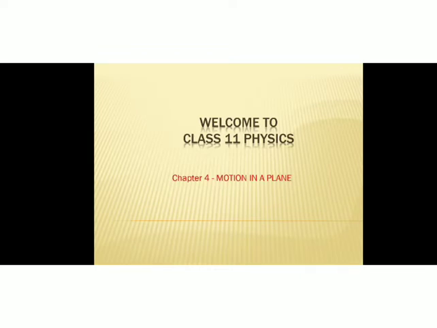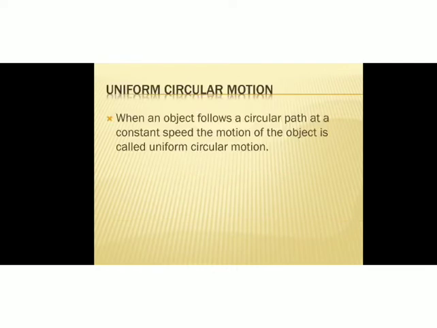So children, let's continue with our lesson, motion in a plane. As discussed in our introductory video, today we are going to talk about uniform circular motion. So what do you mean by uniform circular motion? When an object follows a circular path at a constant speed, the motion of the object is called uniform circular motion. But at the same time, the speed is constant and the direction of the object changes continuously when it moves along a circular path.